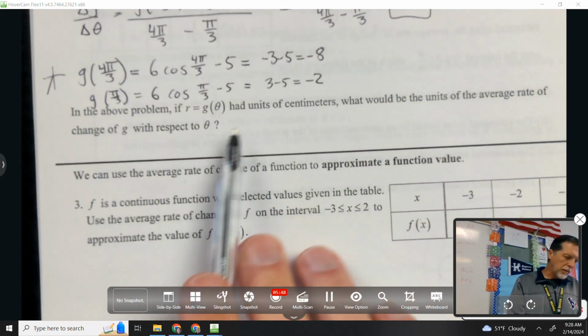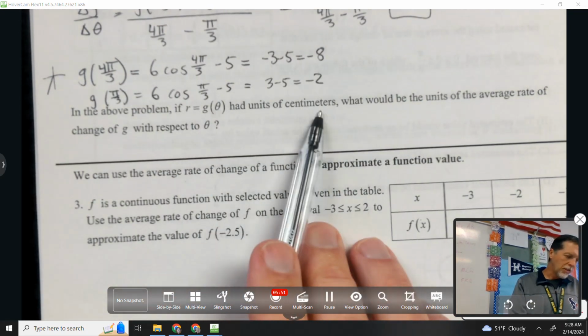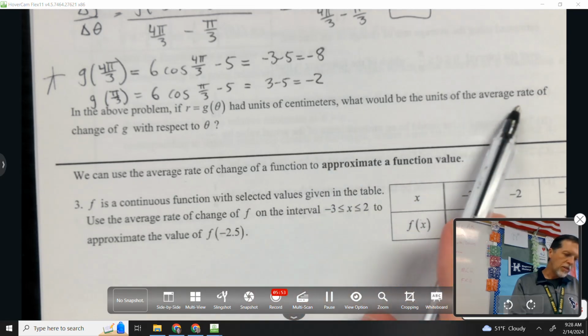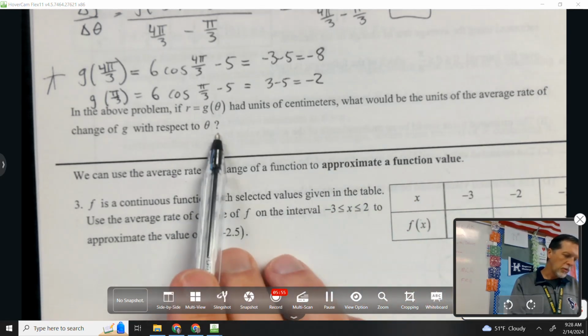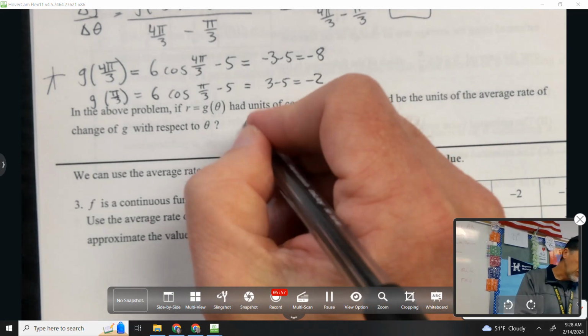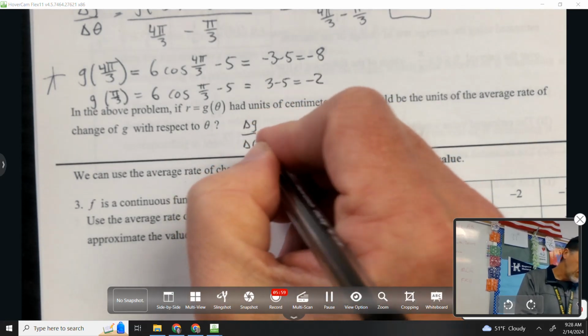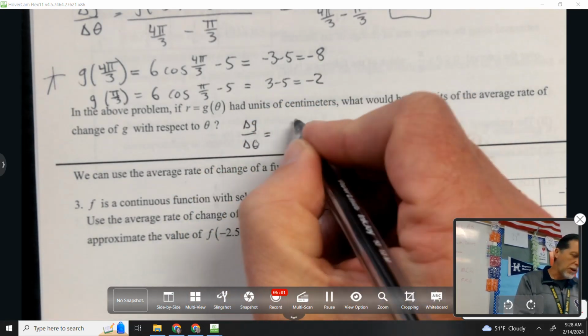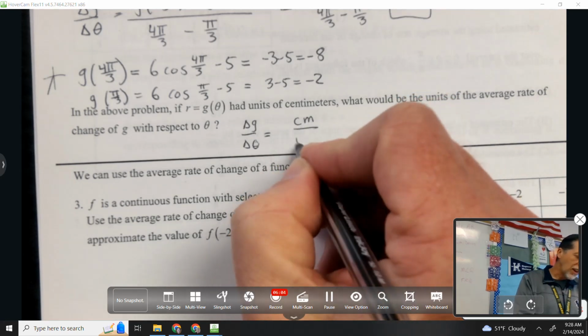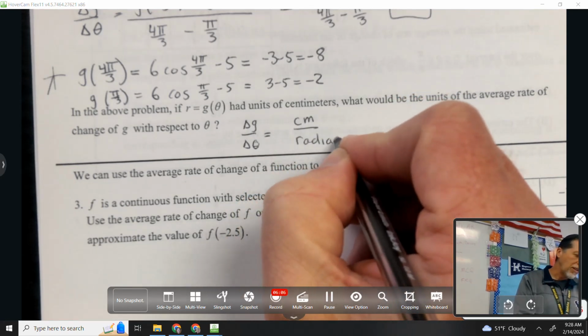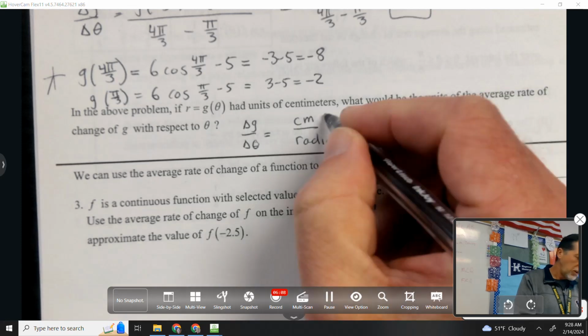In the above problem, if r has units of centimeters, what would the units of the average rate of change be with respect to theta? Well, change in g would be in centimeters. Theta is in radians because it's always in radians. So centimeters per radian.